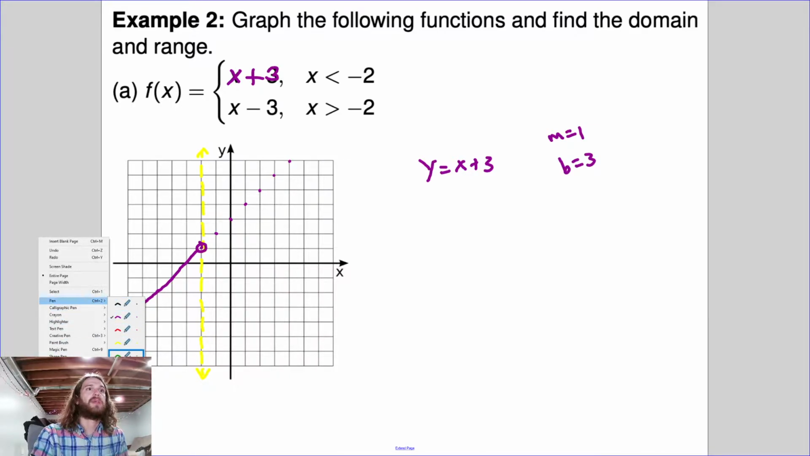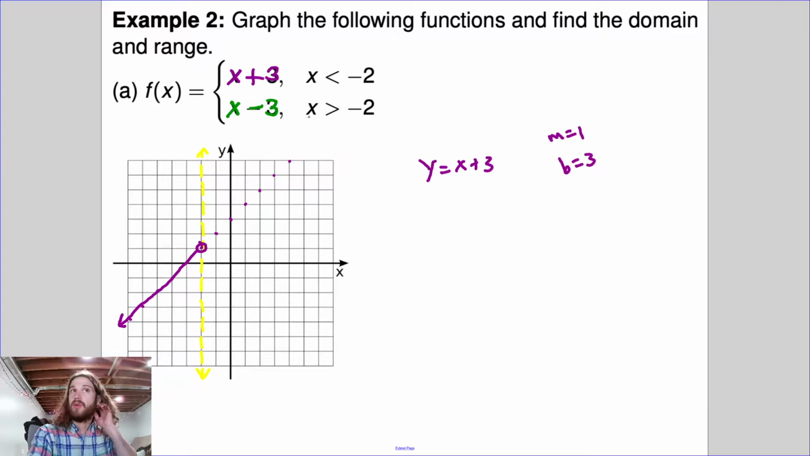The next one will be in green. I'm feeling green here. x minus 3. Okay, how do we do x minus 3? Well, x minus 3 is the same function, so it's the same slope, rather. So our green one is y equals x minus 3. m equals 1. This time b is equal to negative 3. Negative 1, 2, 3.